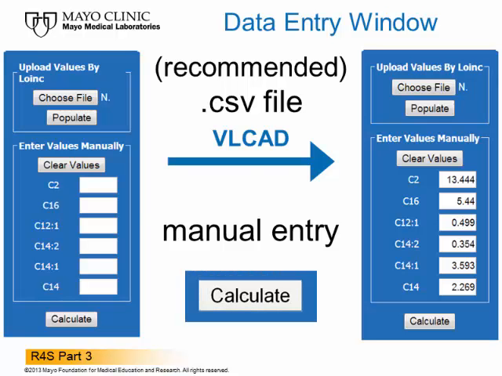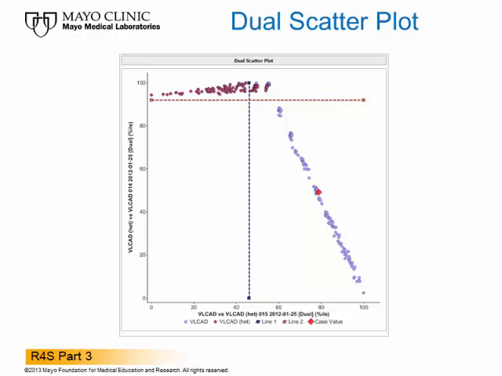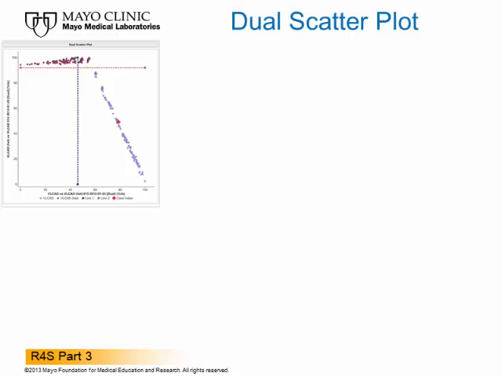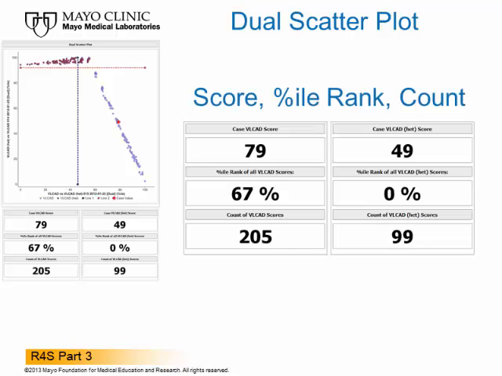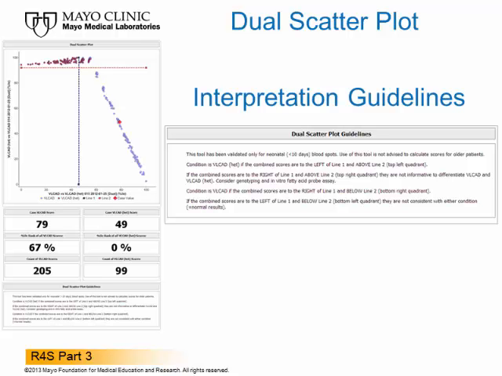The dual scatterplot available on the R4S website to distinguish between VLCAT cases and VLCAT carriers is shown here. The score of this case, shown as a red diamond, is clearly located within the VLCAT cluster, far away from either the VLCAT carriers or the inconclusive and negative quadrants. In addition to the plot, the report shows the two calculated scores, the respective percentile rank, and the count of cases in each group. The report of the dual scatter plot also includes interpretation guidelines for each of the quadrants.